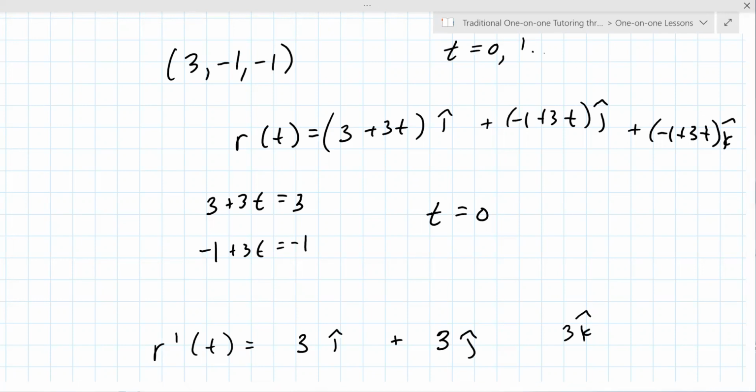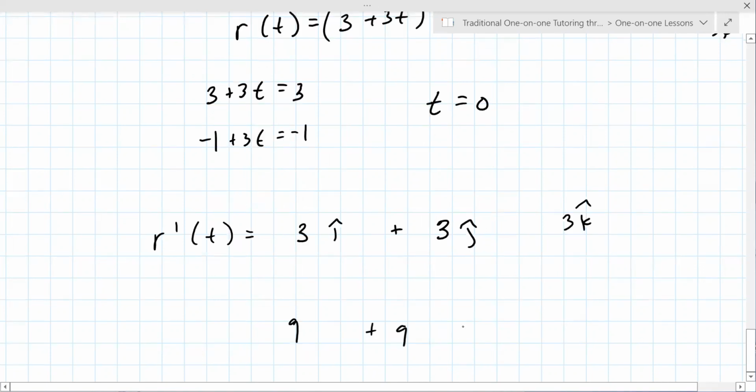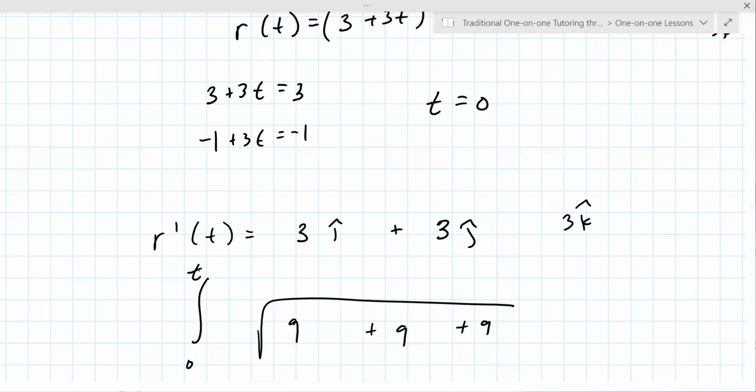And then you take the magnitude of that derivative. So you're doing an arc length calculation off this, in short. You take the derivative and then you square it. So it's 9 plus 9 plus 9, square root of that, integral from 0 to t. But that's a problem because t is 0.